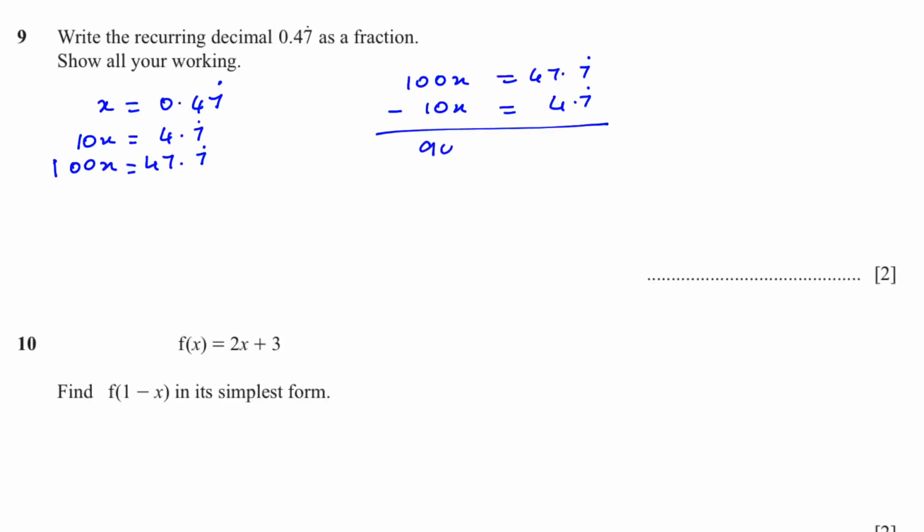100 minus 10, 90. 47 minus 4, 43. This will get cancelled. X is equal to 43 over 90.